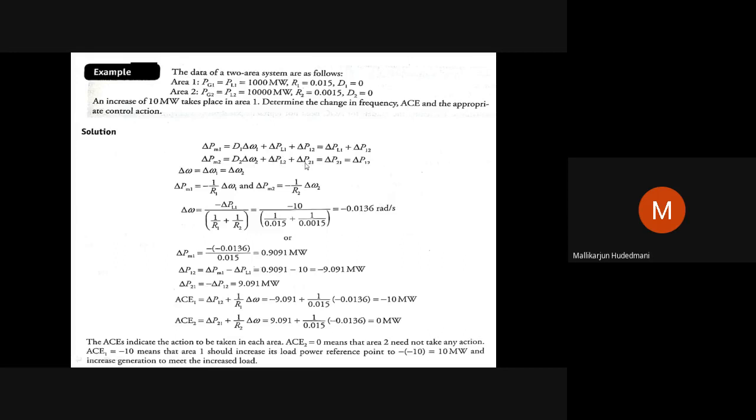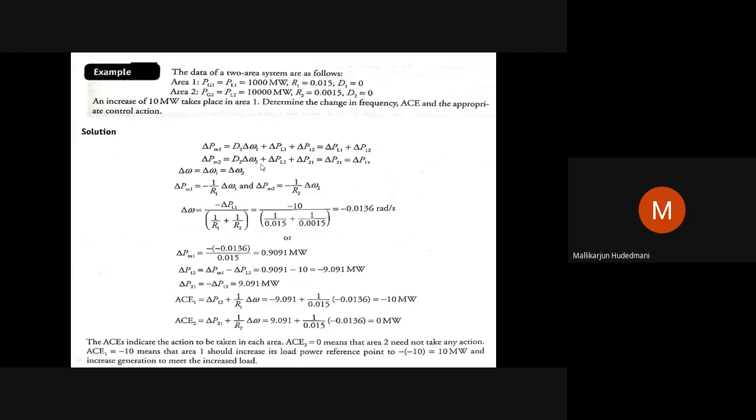You can see here delta P12, now it is delta P21. These two are opposite to each other. I can write here minus delta P12. If I write in terms of P12, I should write minus here. But I have written from viewpoint 2, and it is delta P21. And sensitive loads in area 2 for the frequency, D2 delta omega 2. D2 is also mentioned as 0 here.